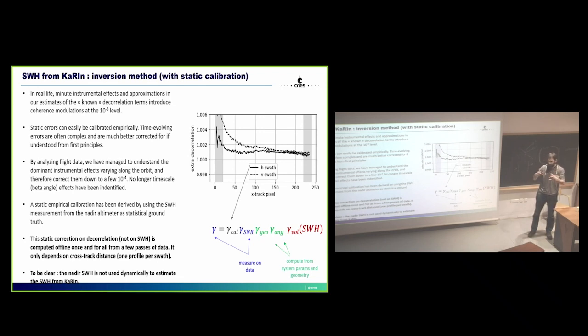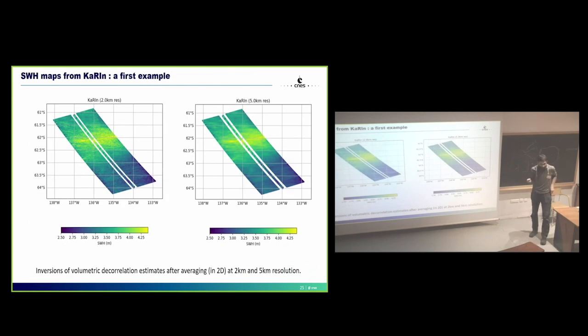But this comparison we do once, we derive this sort of static calibration, and then we apply it. Whenever we do a SWH estimation with KaRIn, we're never using the SWH from nadir again, right? We could turn the nadir off, and we would still get the same estimates from KaRIn. So we're not dynamically calibrating KaRIn to the nadir, is what I mean. If that makes sense.